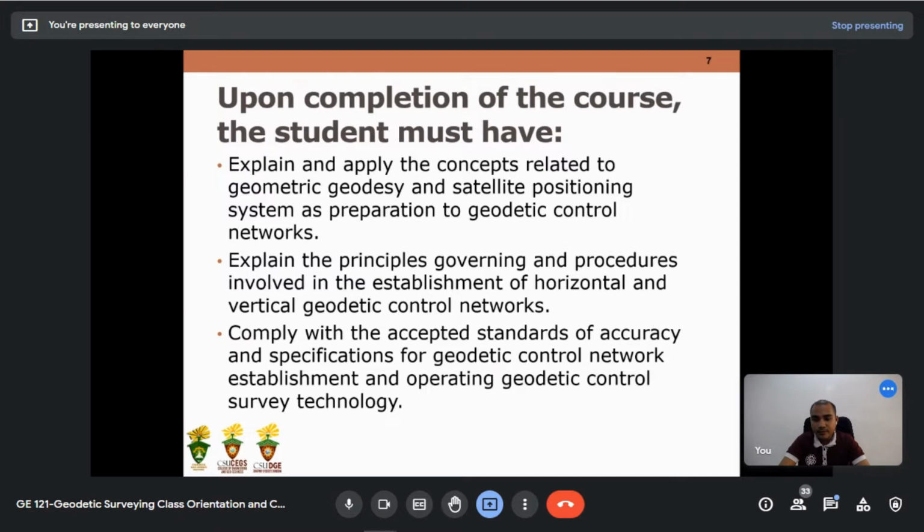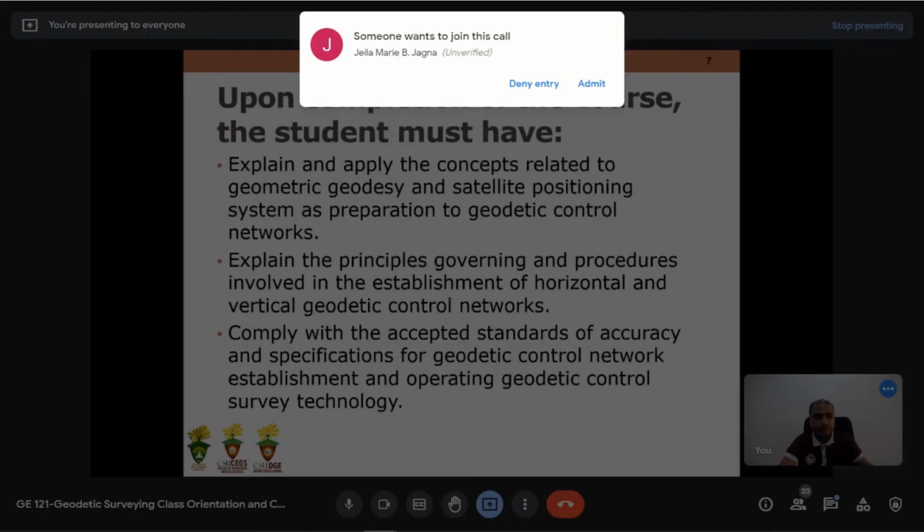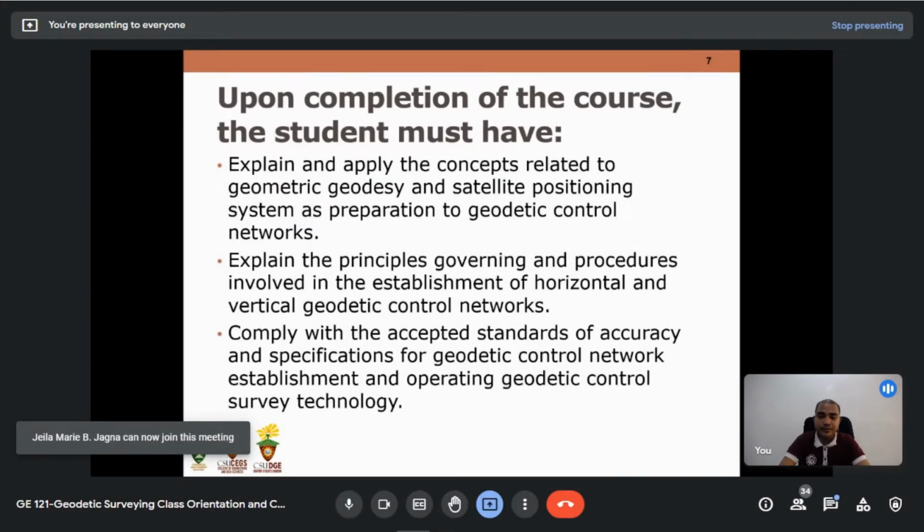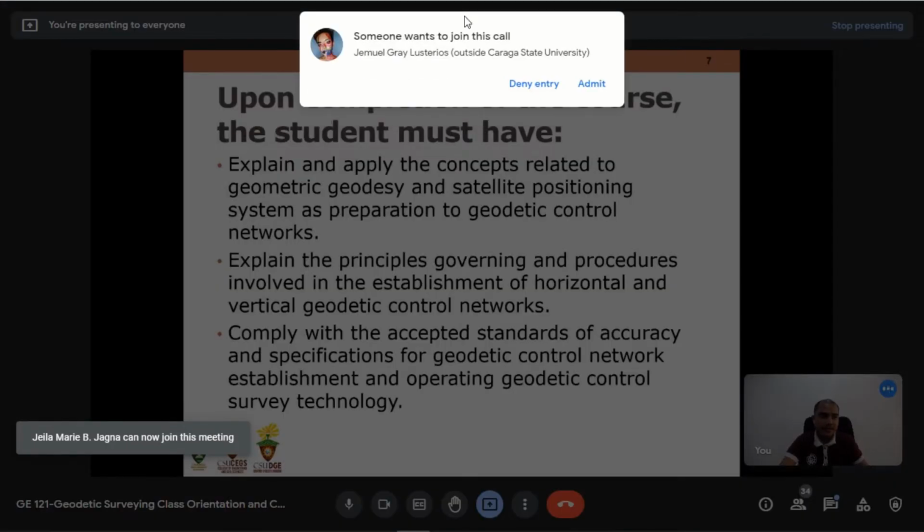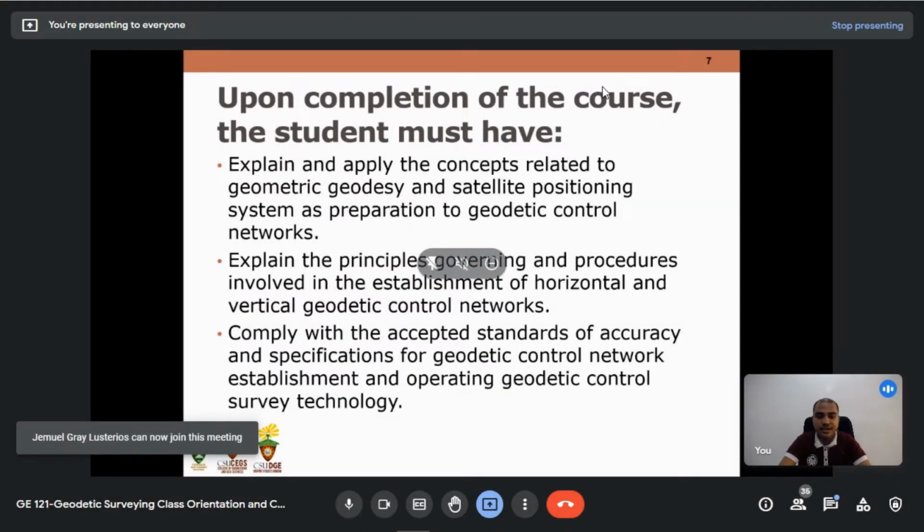The next is to comply with accepted standards of accuracy and specifications for geodetic control network establishment and operating geodetic control survey technology. The geodetic control network or GCP that you establish must conform to the standards, which are primary control, secondary control, and first order accuracy, second order accuracy, and so on. It must conform to these.